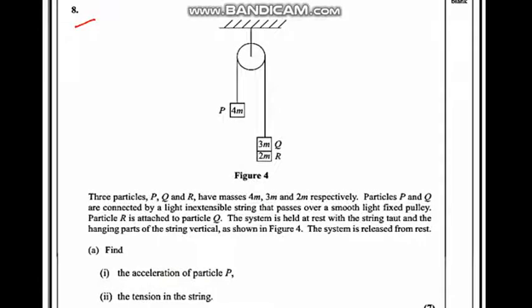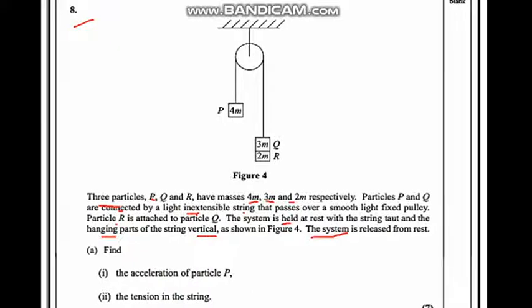Question 8. Three particles P, Q, and R have masses 4m, 3m, and 2m. Particles P and Q are connected by an inextensible string that passes through a smooth light fixed pulley. Particle R is attached to particle Q. The system is held at rest with the string taut and the hanging parts of the string vertical. The system is released from rest.